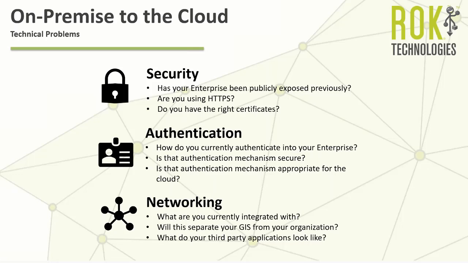The third point, like I said, that we need to think about as well is networking. So what are you currently integrated with? Do you have architecture diagrams? Do you understand what your third-party applications look like? That's a really huge one that we see a lot of folks stumble with, is not having an appropriate inventory of their third-party applications or not totally understanding how their GIS is networked with everything else in their system. So those are the technical challenges that we see.